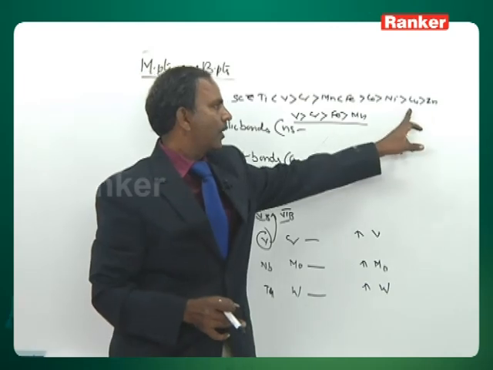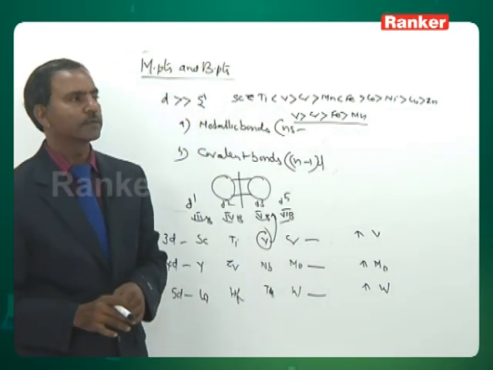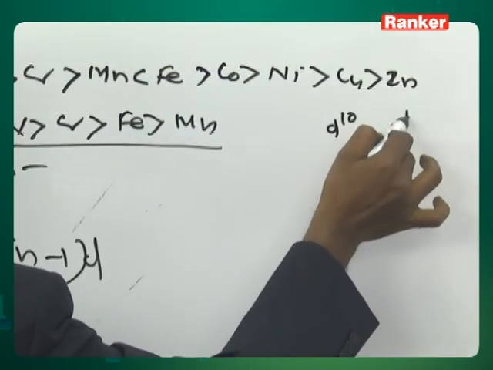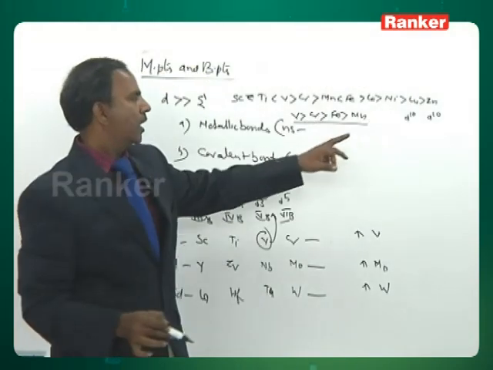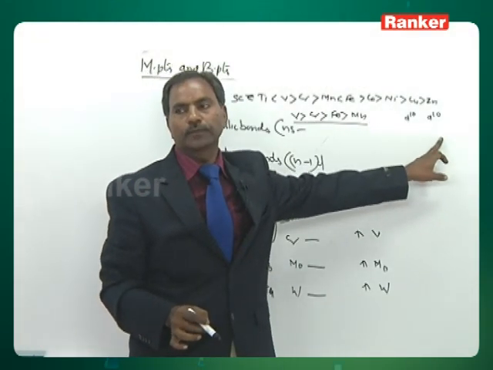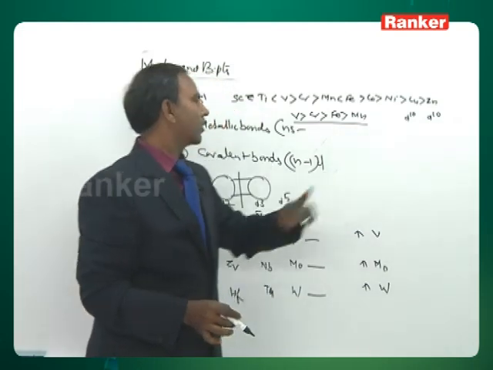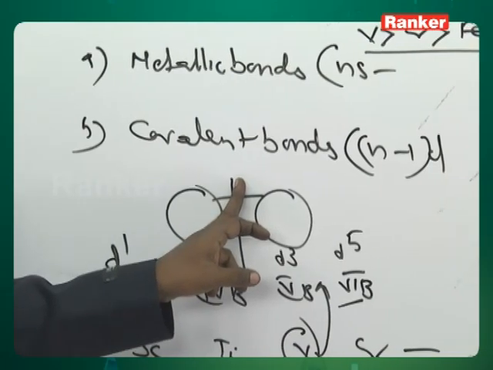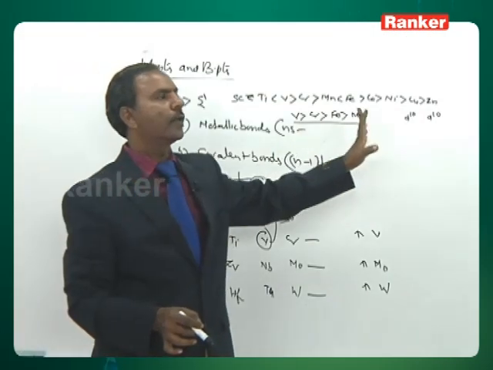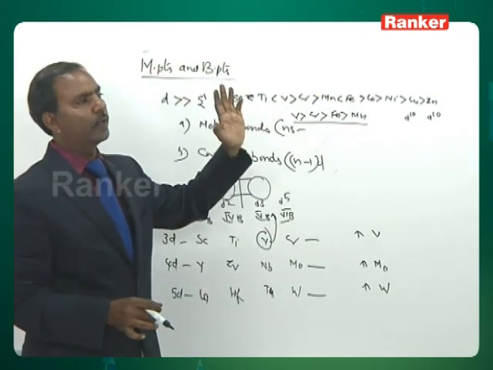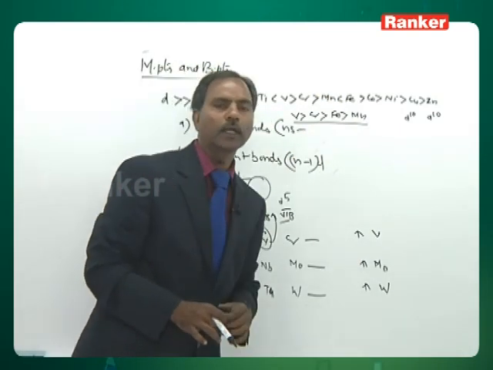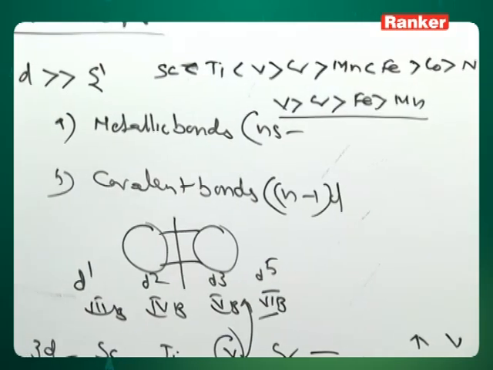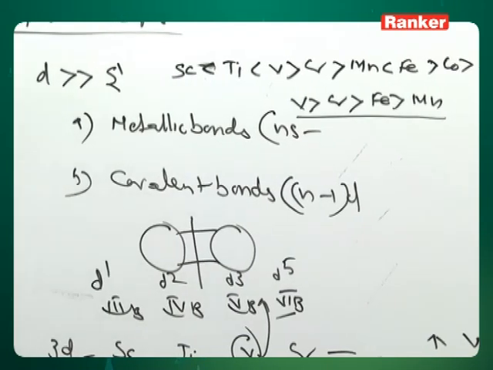Next, copper and zinc generally have low melting points. What is the reason? Copper and zinc have d10 electronic configurations. With completely filled d orbitals, they cannot form any covalent bonds. Covalent bonding is not possible in copper and zinc. Therefore, they form only one type of bond, and their melting and boiling points are comparatively less. This is about the melting and boiling points of d block elements.